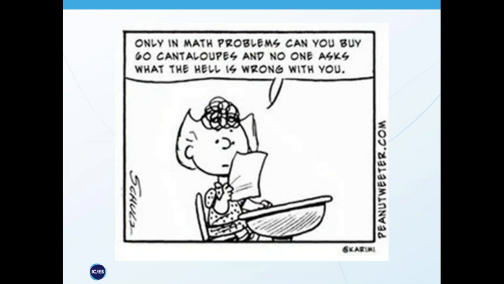So this next cartoon has absolutely nothing to do with fractional polynomials. This just happens to be one of my favorite cartoons. I don't think Sally ever used the word hell in a real Peanuts cartoon, but I think this is kind of a cute cartoon.